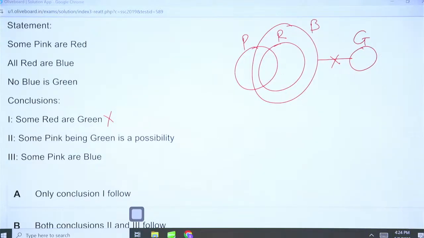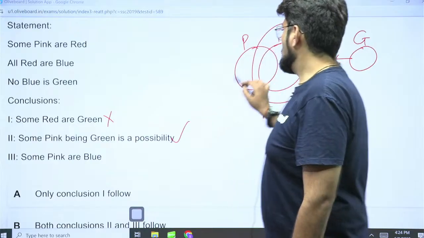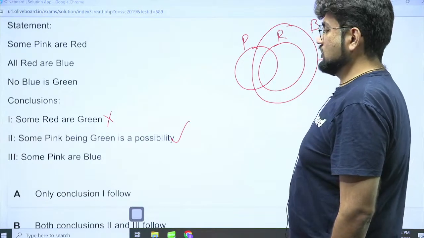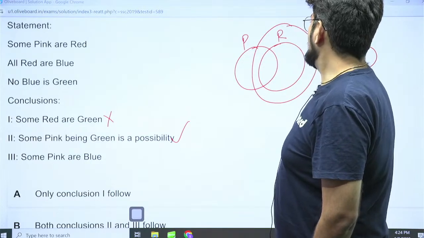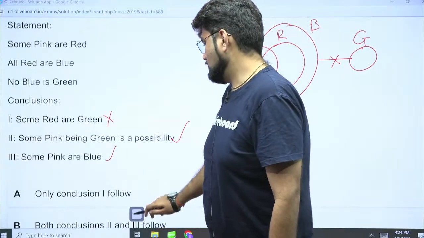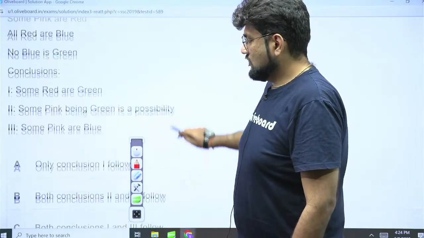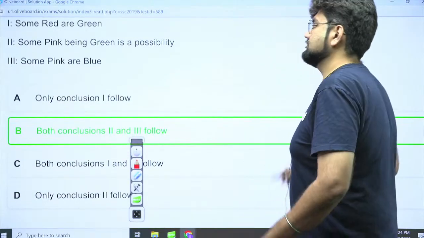What do you think? See, some pink are not green is definitely true. But some pink being green is a possibility is absolutely right. Not a problem here. Some part of pink can go in green. Not an issue. Some pink are blue. Absolutely correct again. So I think both conclusions 2 and 3 follow, and that should be the right answer.